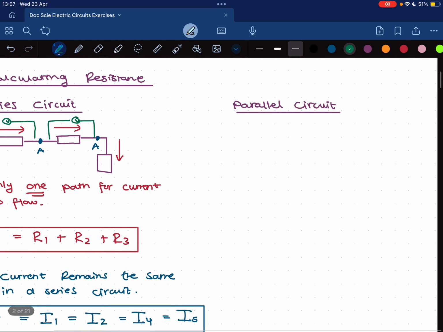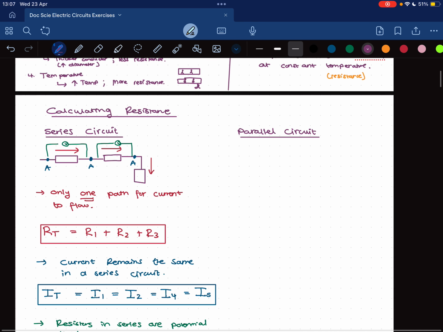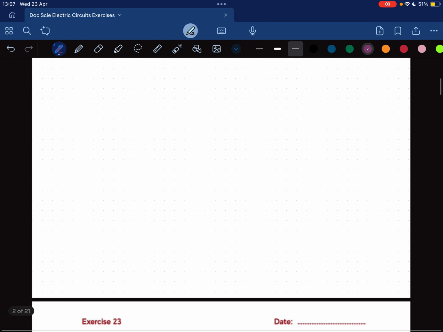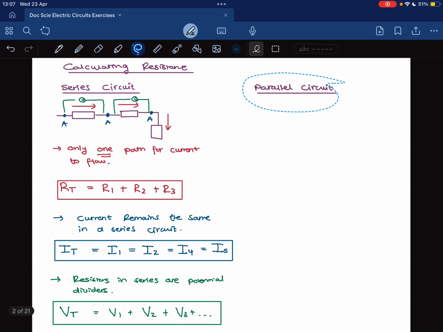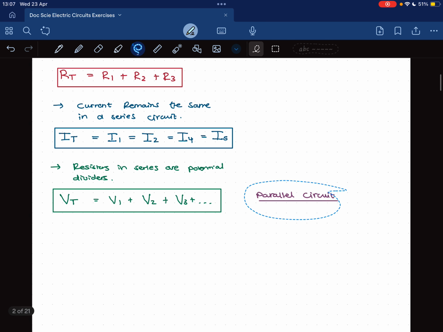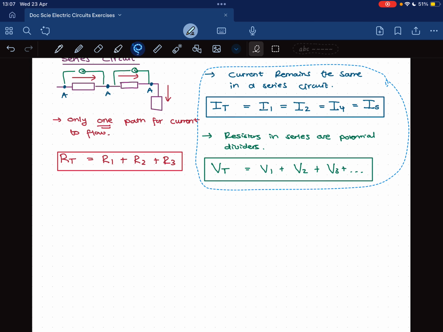Now if we look at a parallel circuit, do I have enough space? Let me just double check. Let me do this at the bottom. And I'll move these to the side.